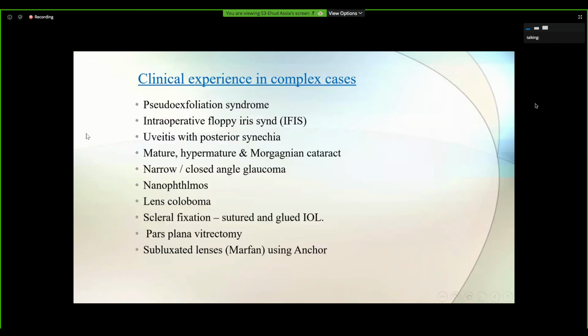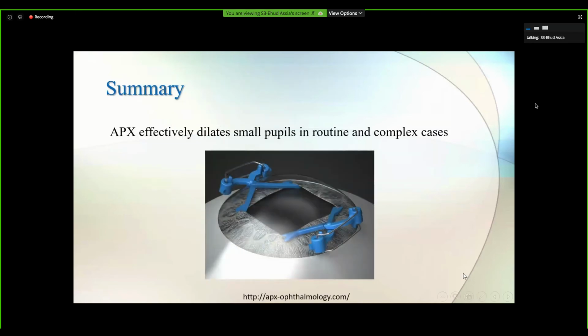So our clinical experience includes cases with pseudoexfoliation, IFIS syndrome, uveitis, mature and hypermature cataract, angle closure with nanophthalmos, coloboma, sclerofixation, iris fixation, pars plana vitrectomy, subluxated lenses, actually the entire variety of small pupil. And we find that this device very effectively dilates the pupil both in cases of routine and on complex cases of cataract.